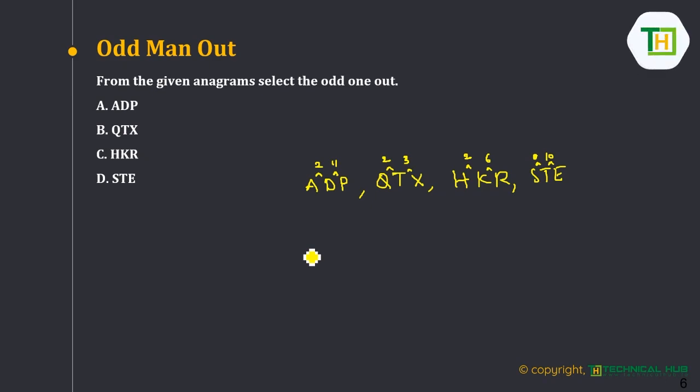The next one is the alphabetical order rule. If I go with the alphabetical order rule, A, D, P, they are in order from left to right. Q, T, X are also from left to right. H, K are also from left to right. S, T, E are also from left to right, because after S, T, again after Z we have to start from A. So they are also in the correct order.